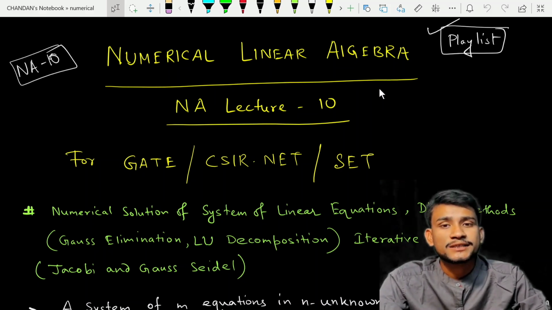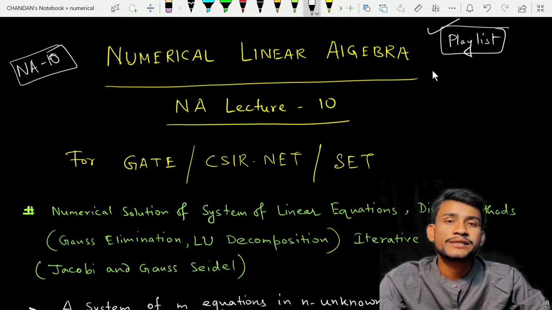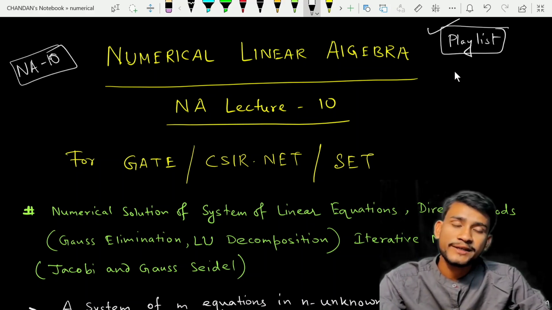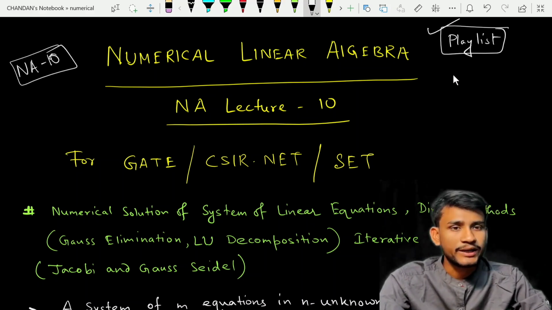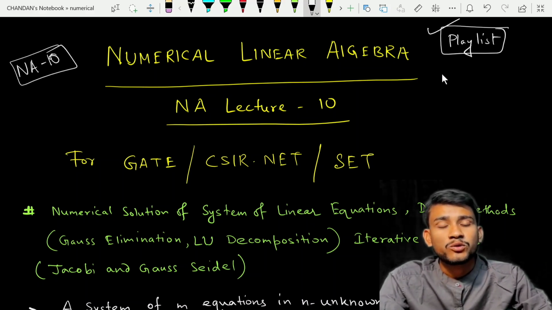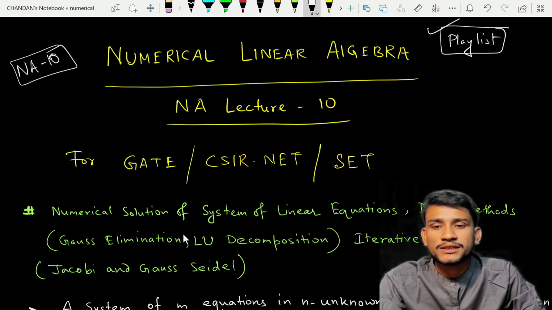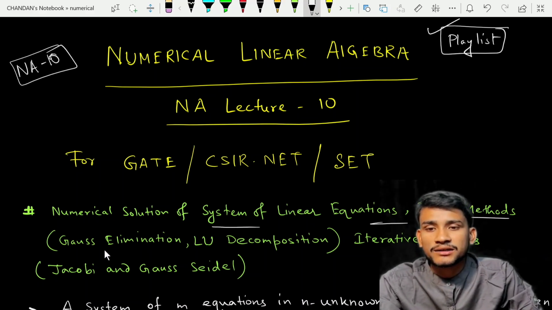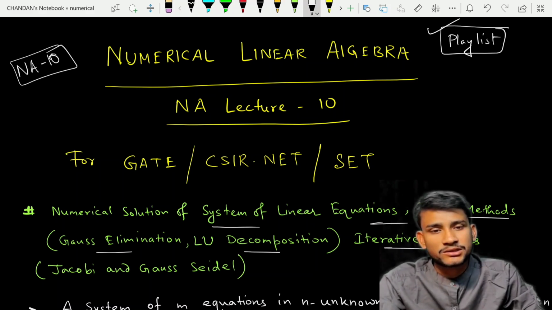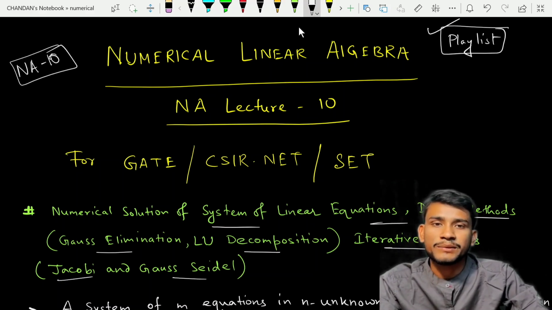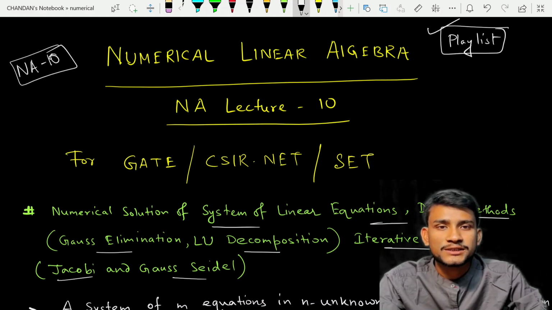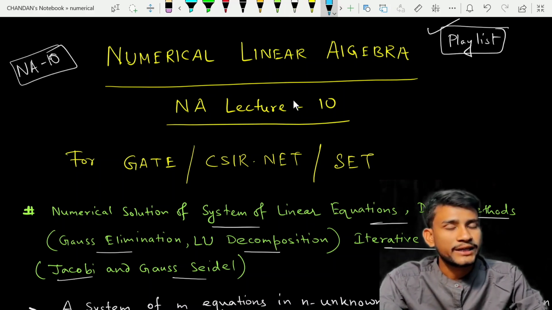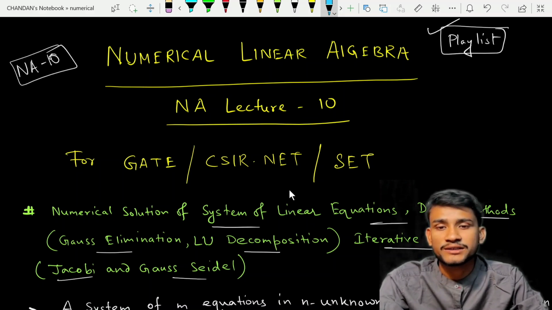In this session we are going to discuss numerical linear algebra, that is, the system of linear and algebraic equations. In this chapter we have only 4 methods. One is the solution of system of linear equations by direct methods, and the direct methods mentioned in the GATE syllabus are Gauss elimination and LU decomposition, and 2 iterative methods, which are Jacobi and Gauss-Seidel methods. We discuss these 4 methods one by one by taking examples and some theorems regarding these methods.